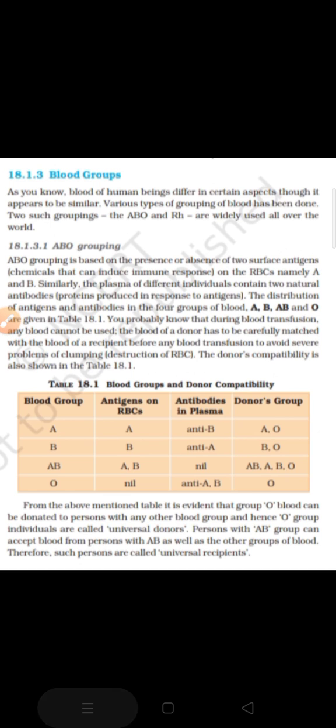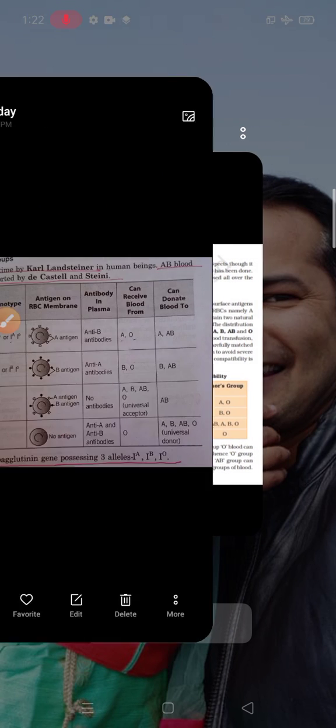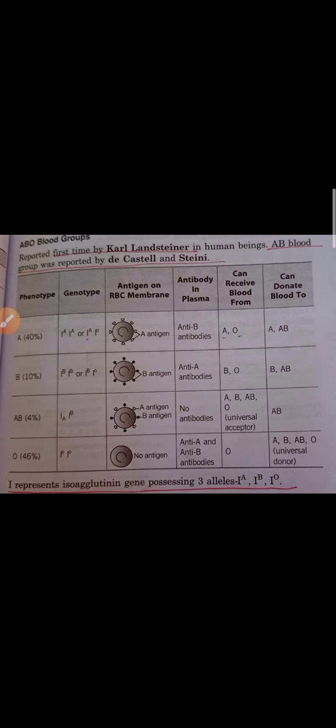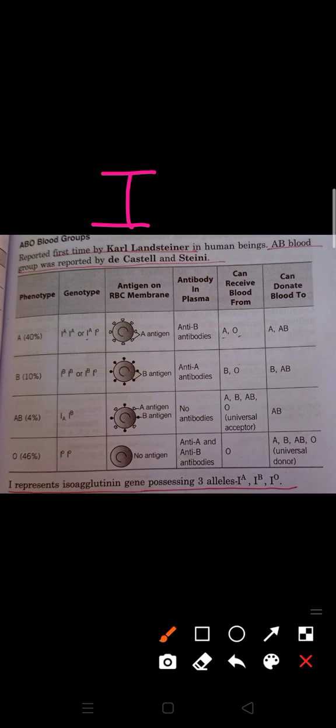One more thing I will show you here. This chart is very interesting and very easy, and by it you can easily understand what the blood groups are and how their functioning takes place. The main thing is, what is an allele? Allele means a gene type. Clear? If I write I here, three types of alleles are present.